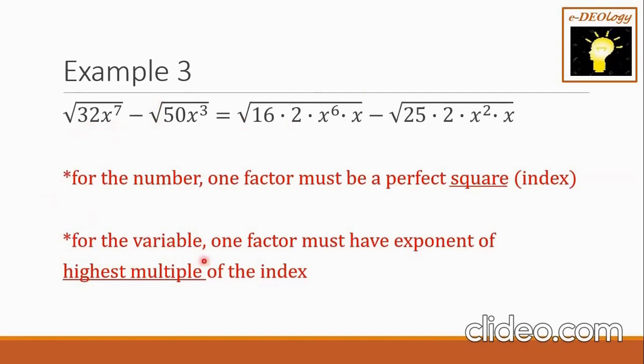there is a clue here on how to factor out that variable. It says one factor must have an exponent that is the highest multiple of the index. Our index is 2. So the factors for x raised to 7 are x raised to 6 and x. For the second radical, the 50 is factored out into 25 and 2. We know that 25 is a perfect square number. For the x cubed, factors will be x squared and x.